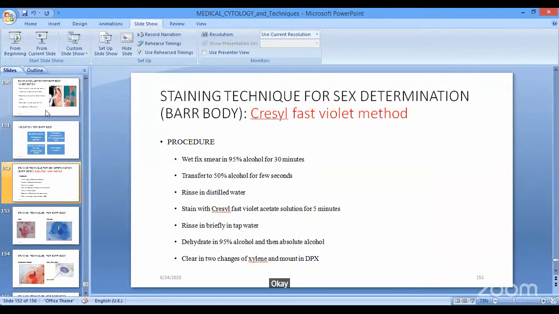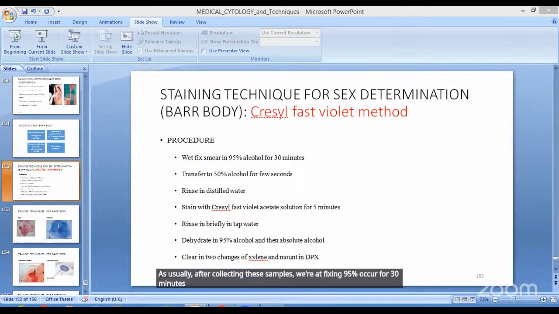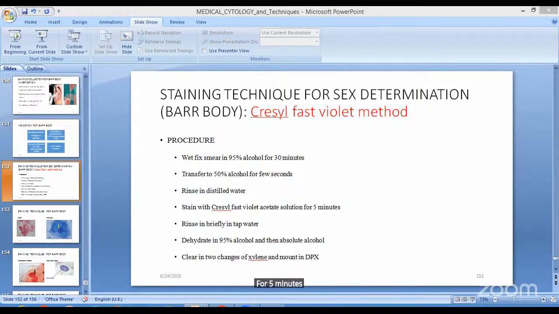Okay. Now, how do you stain them? The techniques for staining Barr bodies. Cresyl fast violet method. As usual, after collecting the samples, wet fix in 95% alcohol for 30 minutes, transfer to 50% alcohol for a few seconds, rinse in distilled water, stain with cresyl fast violet acetate solution for 5 minutes, rinse briefly in tap water. You dehydrate, clear, and mount.